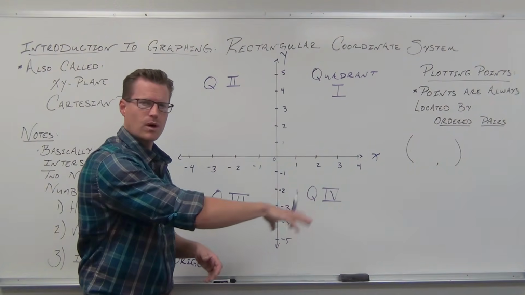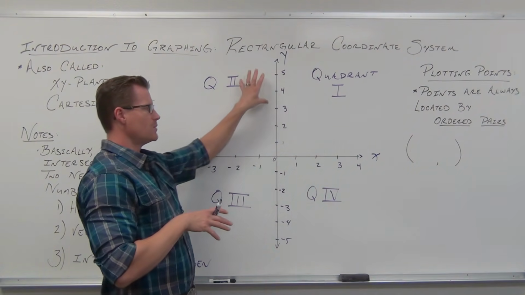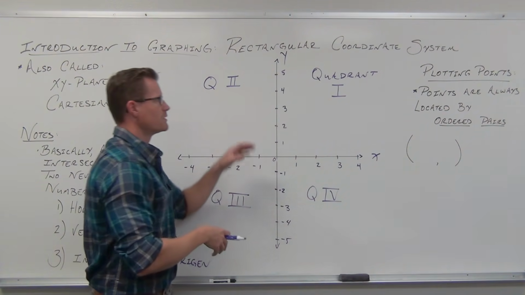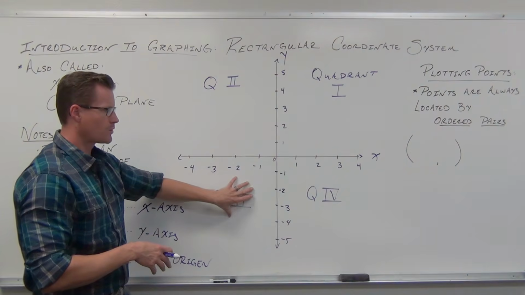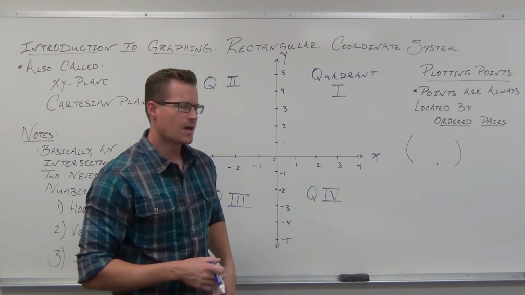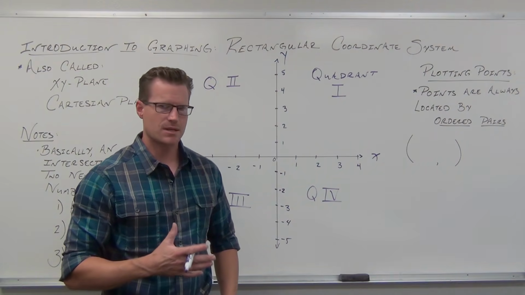They're counterclockwise, starting in the upper right and moving around to 1, 2, 3, and 4. We start with all positives, maintain positive for y, both negatives, maintain negative for y, and this one exchanges to a positive. Now, take a break to let that sink in.